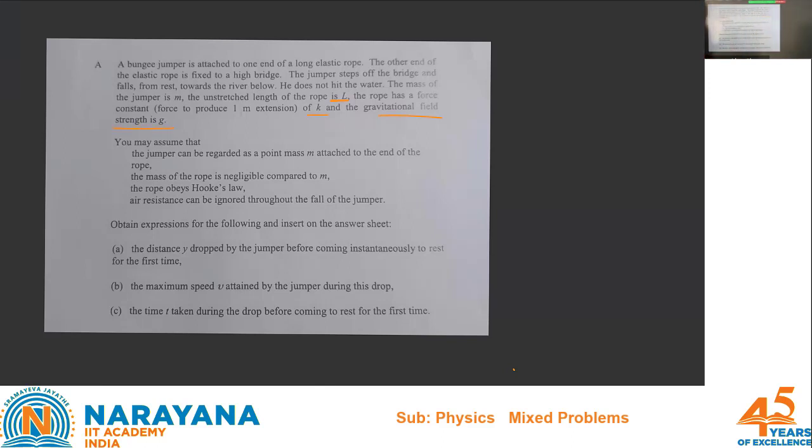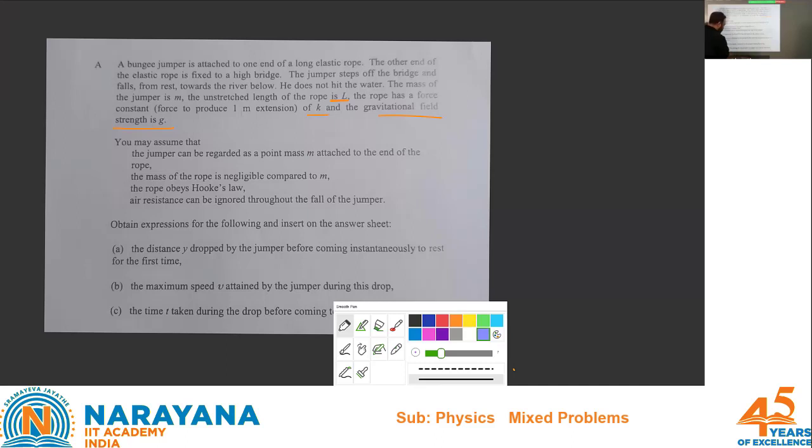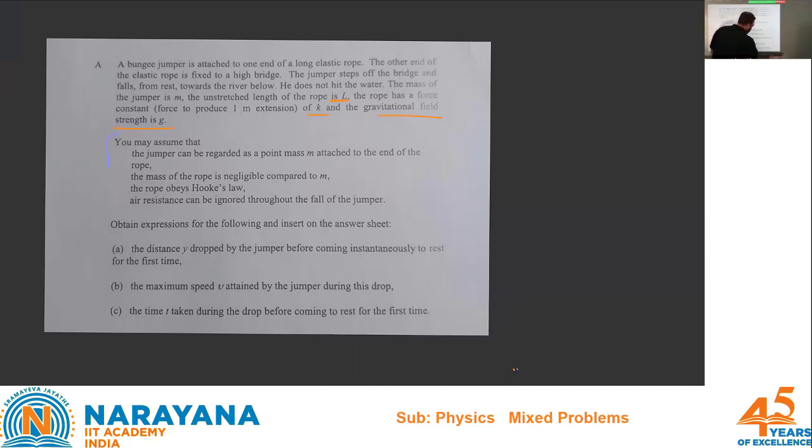Now you could solve the problem. It is the same extended SHM type of combination. So the jumper can be regarded as a point mass. The mass of the rope is negligible. You have to obey Hooke's law. Air resistance is ignored throughout the fall. So there are a few things he is asking us to answer.